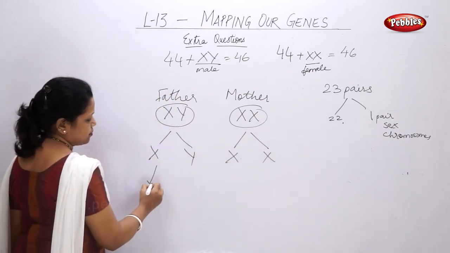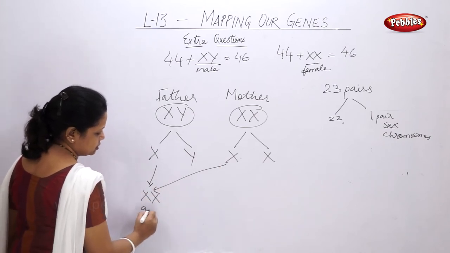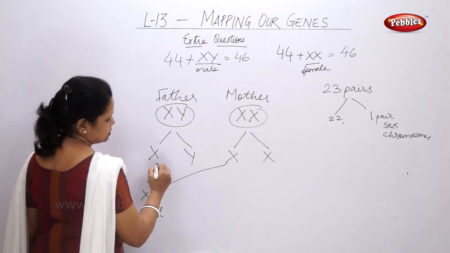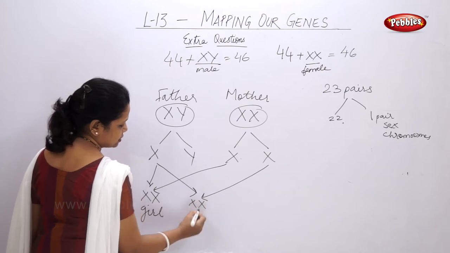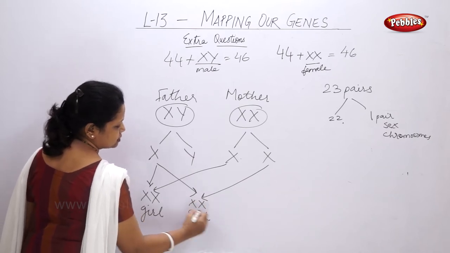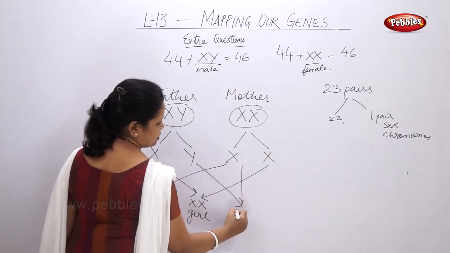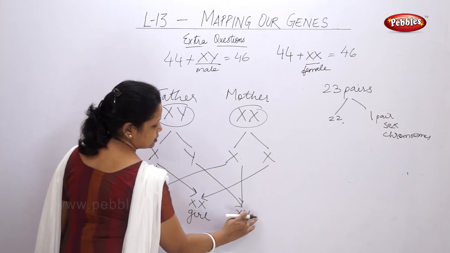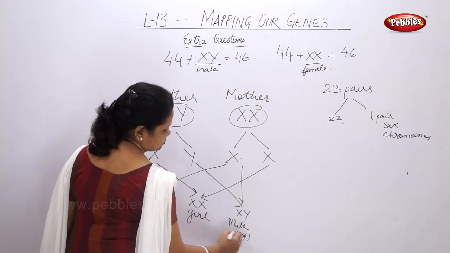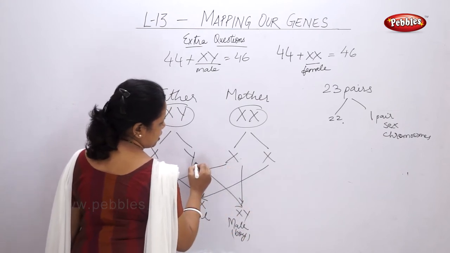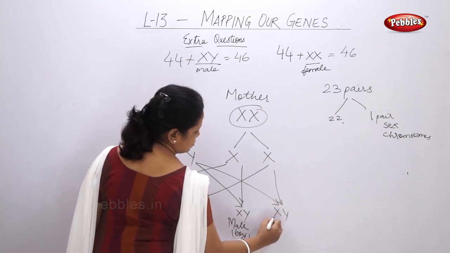So if this is combining and this is combining, it gives rise to XX, which is a girl child. This X again will combine with this type of X. If such a combination is taking place, this is a girl child. Now this Y and this X gives rise to XY. This is a male child or boy. And this Y and this X gives rise to a male child or a boy.